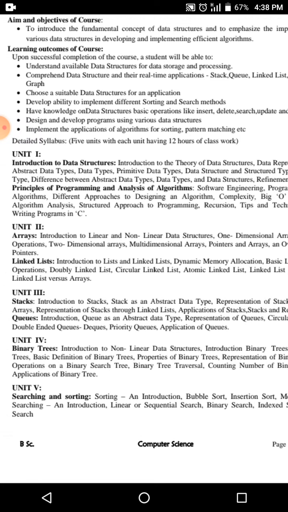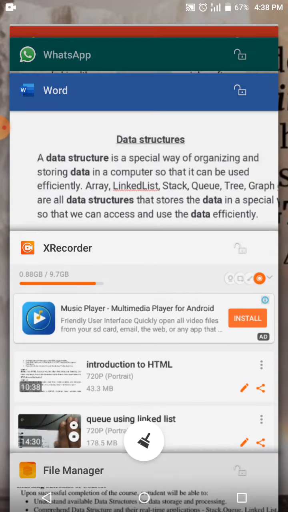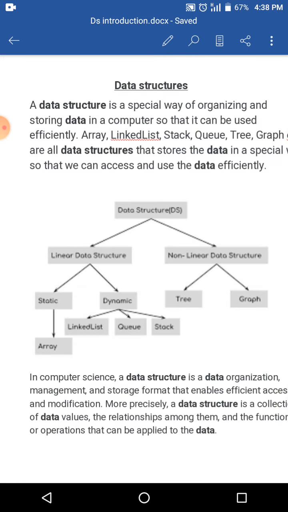Okay, look at the introduction part. What is the data structure? Here, data structure, specially we can say, is a way of organizing and storing the data in a computer so that it can be used efficiently. Suppose any user gives any information to the computer, that might be any kind of information, so how will the data be stored in the computer? That is nothing but how the data is organized, otherwise arranged in the memory, that we will discuss here.